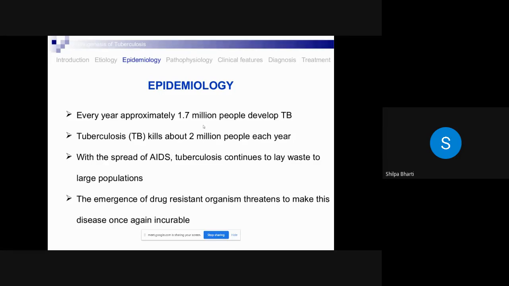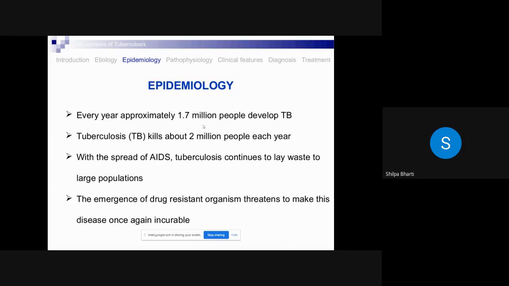For example, polio is being completely eradicated from our country. That is also one of the diseases, of course a non-bacterial one, but one which is very much prevalent in developing countries. But from India, India is now polio free.